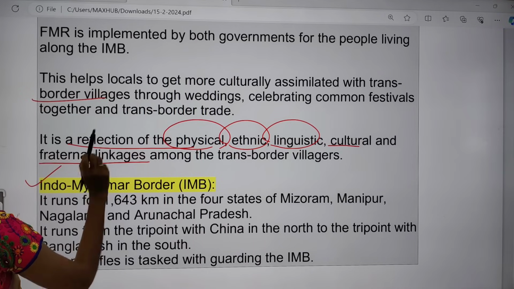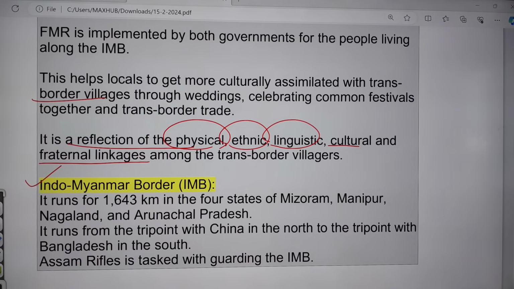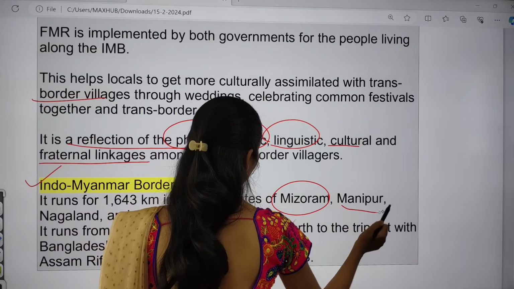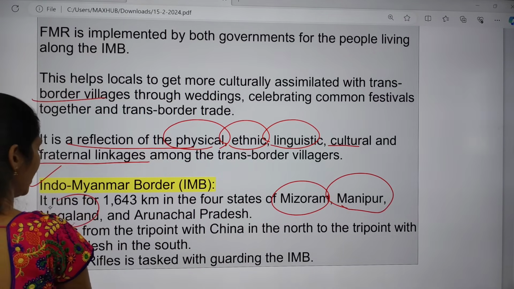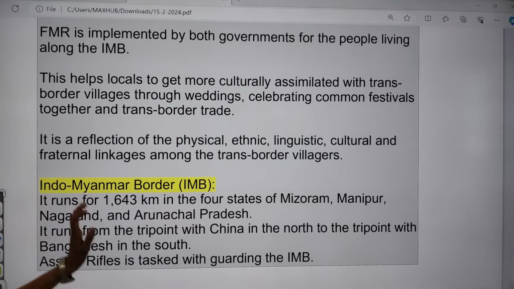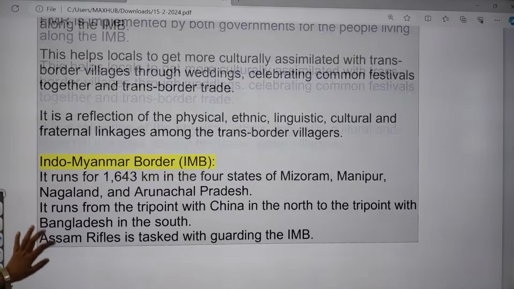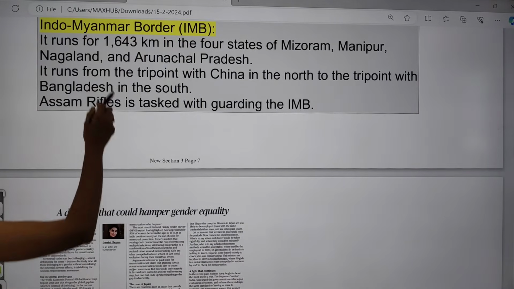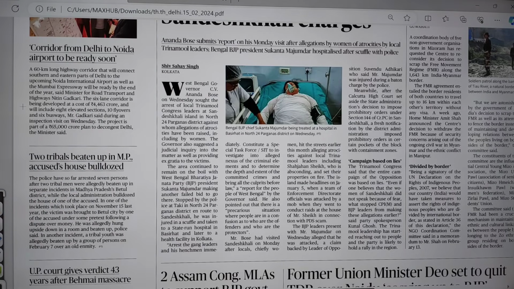And if you are talking about the India-Myanmar border, it is around 1643 kilometers, and 4 states share the boundary with Myanmar, that is Mizoram on one side, Manipur, Nagaland and Arunachal Pradesh. Okay, which police force is there in this? We have the Assam Rifles. Assam Rifles is tasked with guarding this India-Myanmar border. So this is about this topic, and let us move back to the paper.